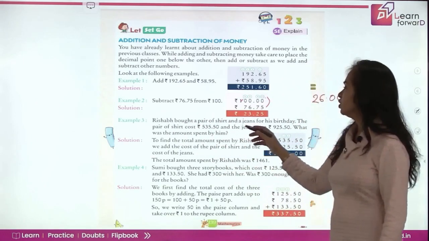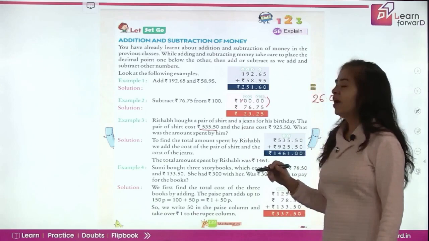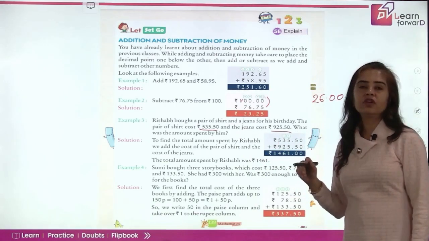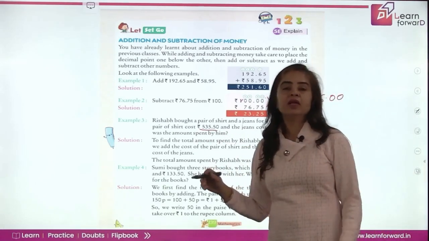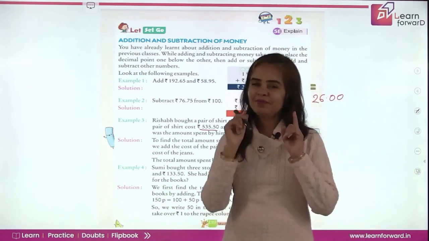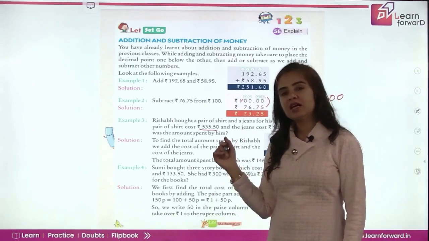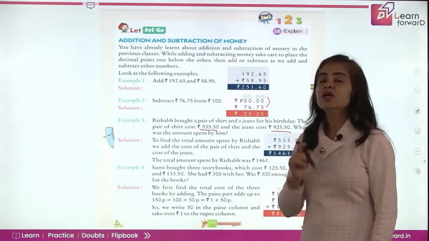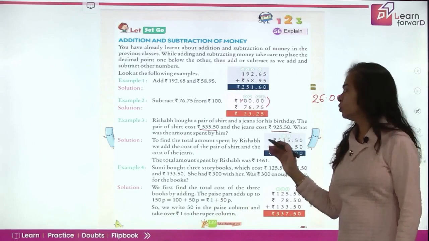Rishabh bought a pair of shirt and a jeans for his birthday. The pair of shirt costs 535.50 and jeans cost rupees 925.50. So what was the amount spent by him? That means the total money he has spent. So what are you going to do here? Add the amounts. Yes, perfectly. And because these are story sums, these are the word problems, so you are going to write small statements also, just to show what this figure, what this amount shows.